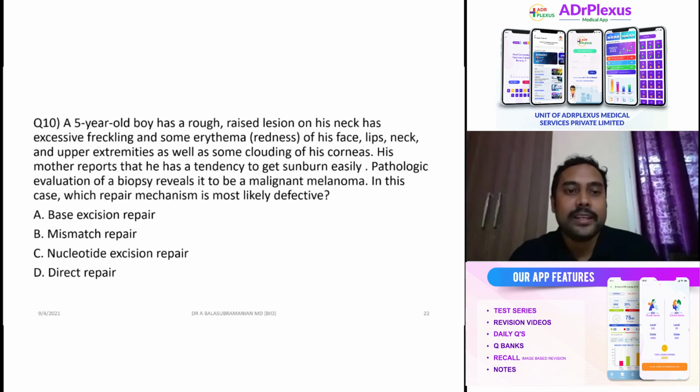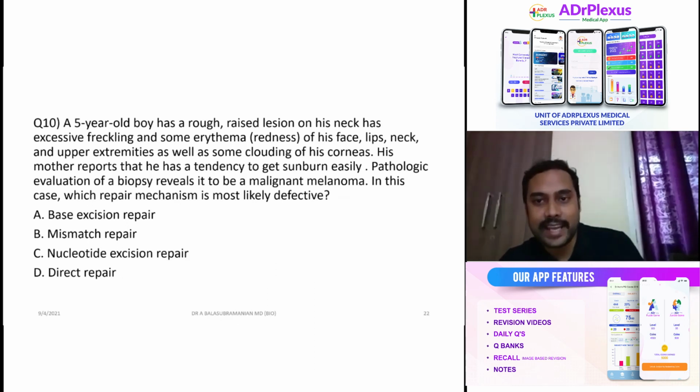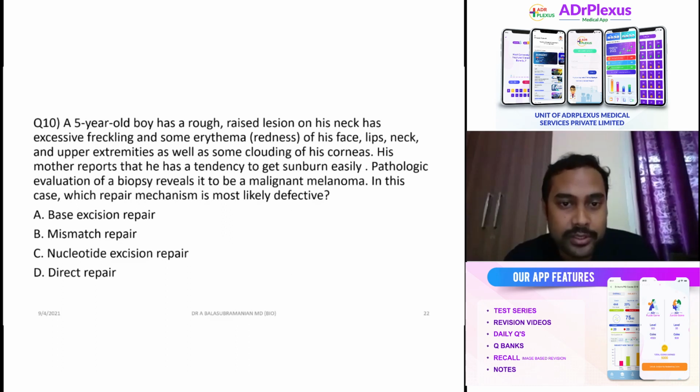Very nice. A 5-year-old boy has a rough raised lesion on his neck, has excessive freckling and some erythema on his face, lips, neck and upper extremities, as well as some clouding of his corneas. His mother reports that he has a tendency to get sunburn easily. Pathologic evaluation of a biopsy reveals a malignant melanoma. In this case, which repair mechanism is most likely defective? Base excision repair, mismatch repair, nucleotide excision repair, direct repair.